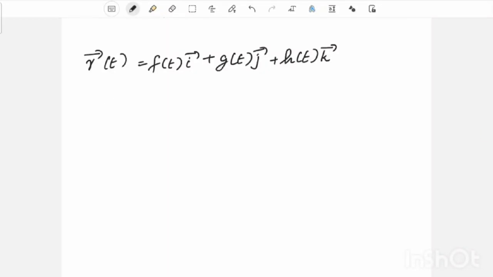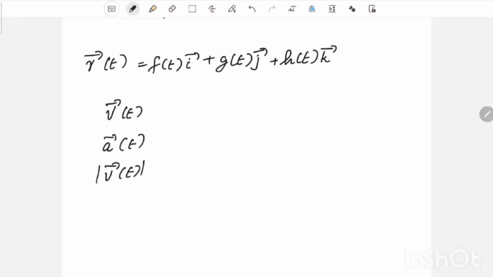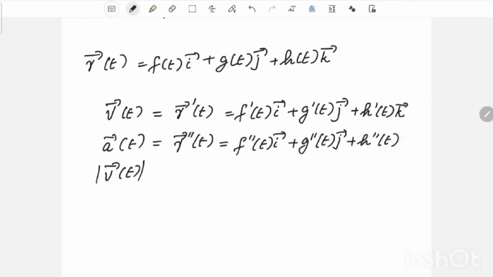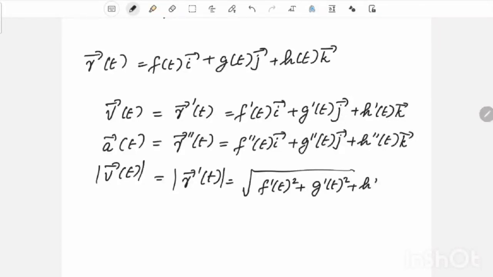the velocity vector v of t, acceleration vector a of t and the speed modulus of v of t of the object at time t are defined by v of t is equal to vector r dash of t is equal to f dash of t vector i plus g dash of t vector j plus h dash of t vector k, and acceleration a of t is equal to vector r double dash of t, which is equal to f double dash of t vector i plus g double dash of t vector j plus h double dash of t vector k, and the speed modulus of v of t is equal to modulus of vector r dash of t is equal to root of f dash of t the whole square plus g dash of t the whole square plus h dash of t the whole square.